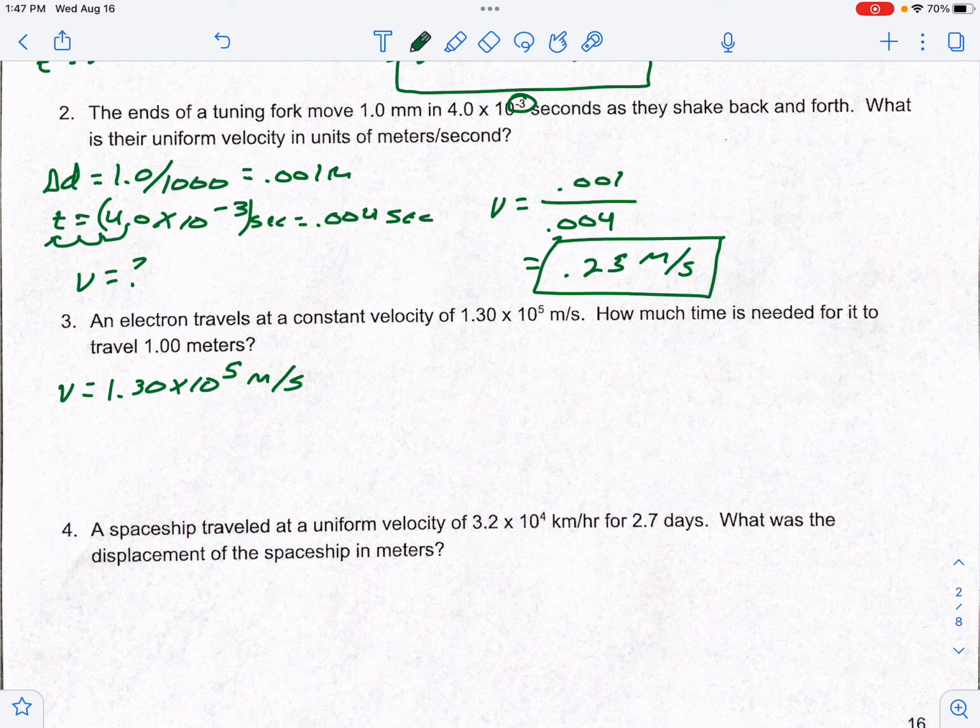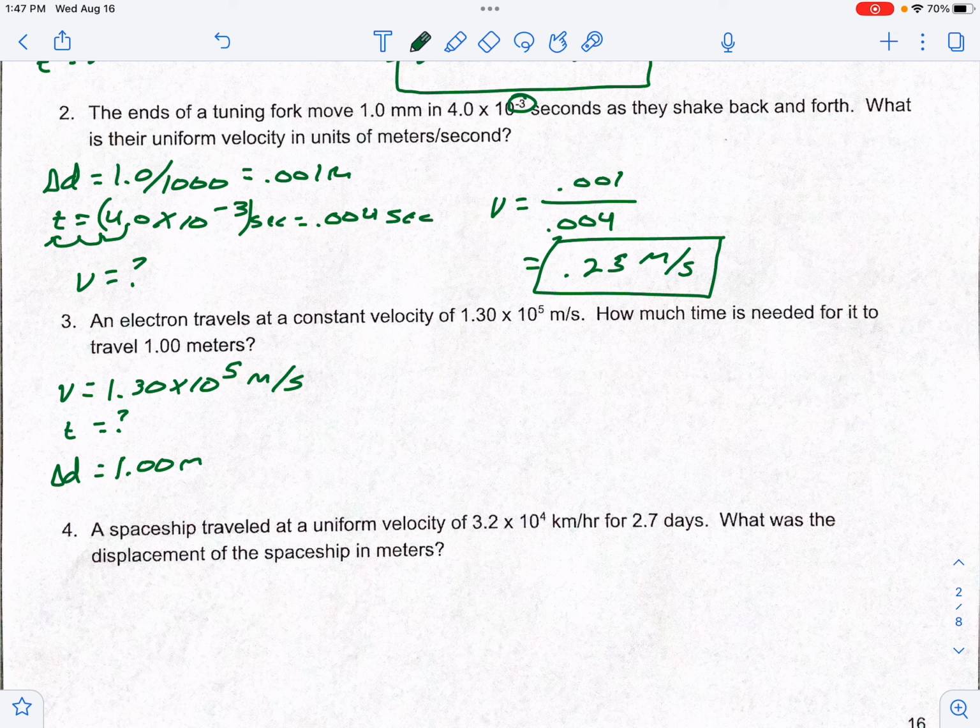So just watch out for that positive exponent. That means that's a big number, so you'd move that decimal to the right 5 times, which would be the same thing as saying 130,000. So how much time is needed? Okay, so time is your question mark. For it to travel 1.00 meters. Okay, so my displacement is going to be 1.00 meters.